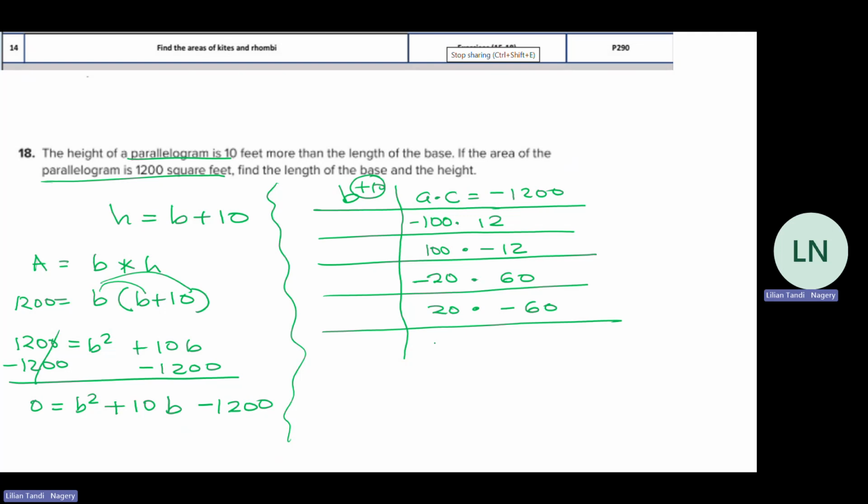Let me try 30, okay? Negative 30 and 40, or 30 and negative 40. 50, no, 60 is already over here. Okay, that's enough. Let me check now.